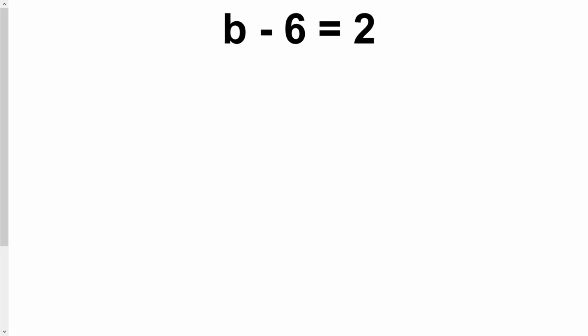Here's another example. I've got 2 more here. Go ahead and pause the video and see if you can do this one now. So let's begin here. Always start, because I'm trying to get b alone, that means I have to get rid of minus 6.